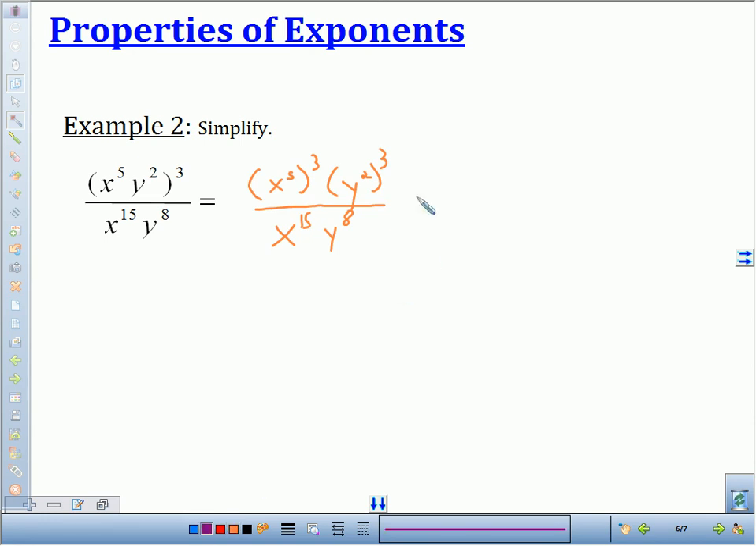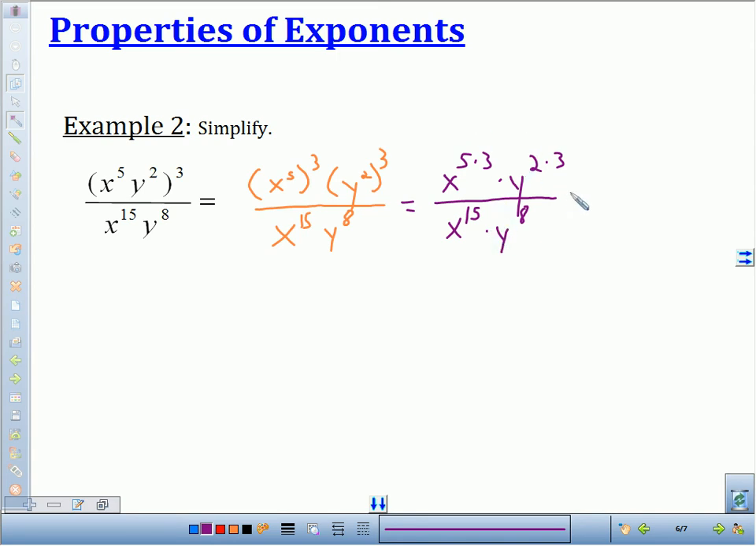Now my next step, I'm going to use the power of a power property because I have x to the 5th to the 3rd and I have y squared to the 3rd. So I have two powers being raised to another power. Now the power of a power, the second property in our list, says that we multiply the exponents. So I would have x to the 5 times 3 times y to the 2 times 3. Again, this is over x to the 15th times y to the 8th.